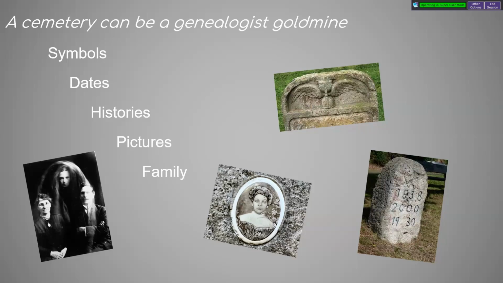Okay, so I'm just going to start from here. A cemetery is literally a genealogist's gold mine. You have symbols, dates, histories, pictures. You can find family you didn't know you had, relatives you didn't know you had. And if you look down on the bottom, you can see the 1838 gravestone, very common here in Appleton. We've been around a long time.